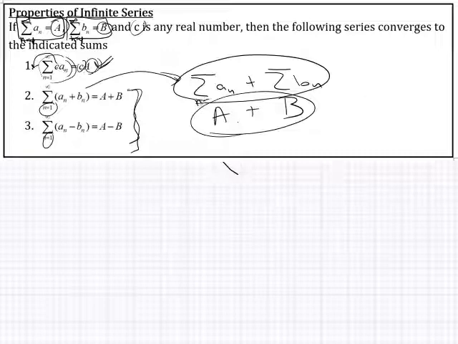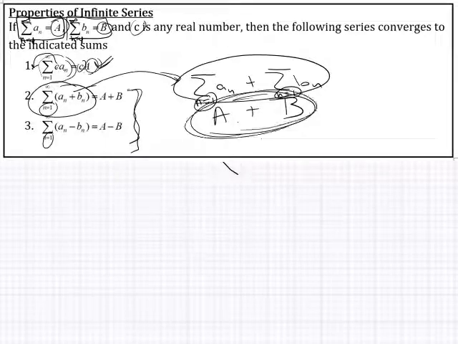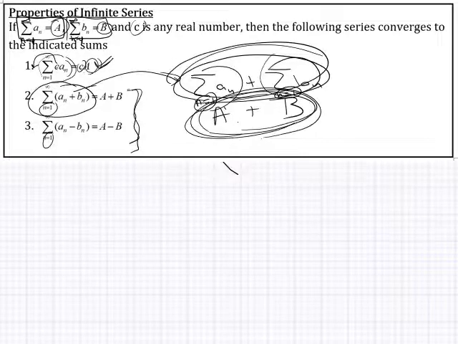That's the basic gist of it. If I wanted to put this together as one series like this is, they would have to start at the same spot for me to be able to do that. But nonetheless, the concept is if this one converges to A and this one converges to B, then the sum of the two of them should converge to A plus B. And the same thing should go for the difference. So there's not a whole lot going on here. Like I said, we're not going to do this a whole lot.